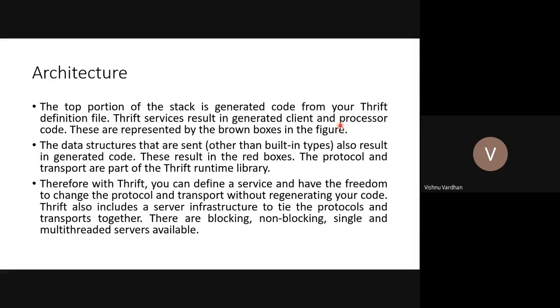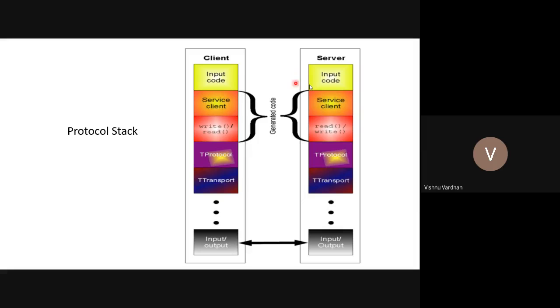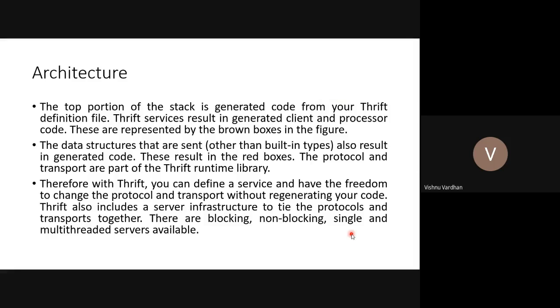So with Thrift you can define a service and have the freedom to change the protocol and transport without regenerating your code. We can freely define our own service, and we have some protocols and transports which are aligned, so that your input file code is not going to be changed every now and then. Suppose you are building version by version: the first version will be automatically created from this place, and whenever you implement some additional code, you don't have to bother about these outputs. They are automatically maintained.